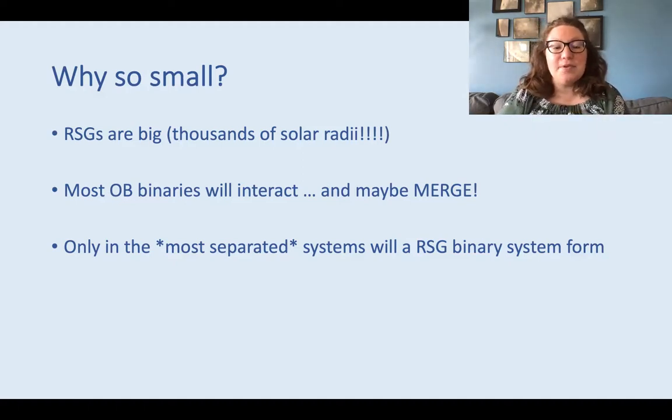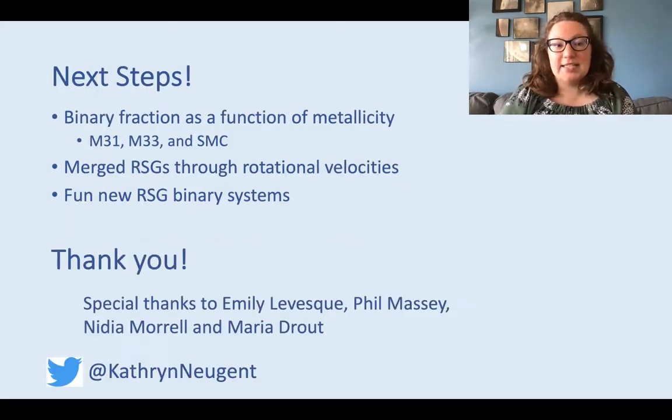And so only the most separated systems will form a red supergiant binary. This is why the 20% number is so much lower, and it actually is in accord with what evolutionary models predict.